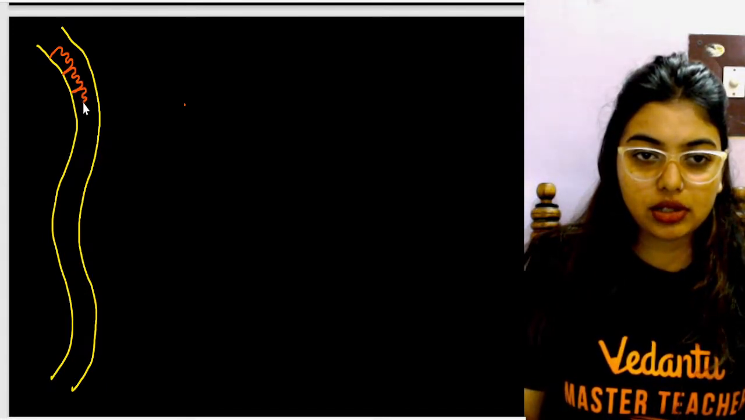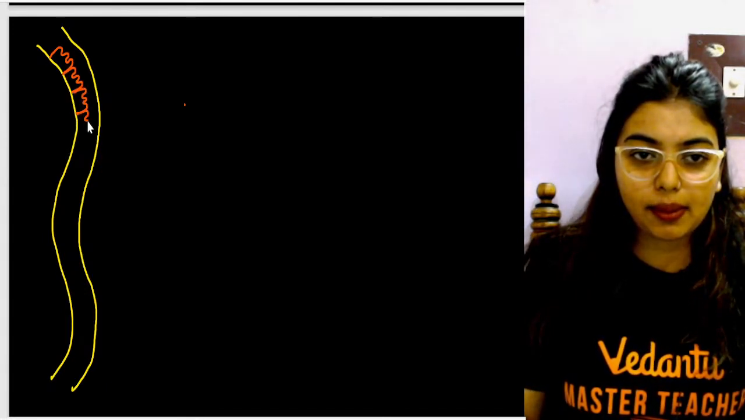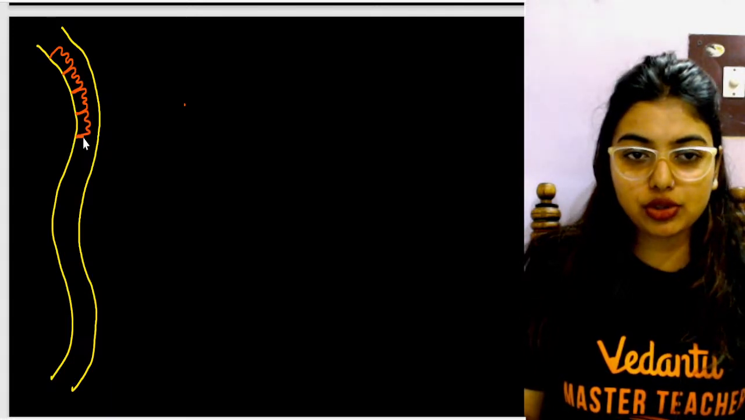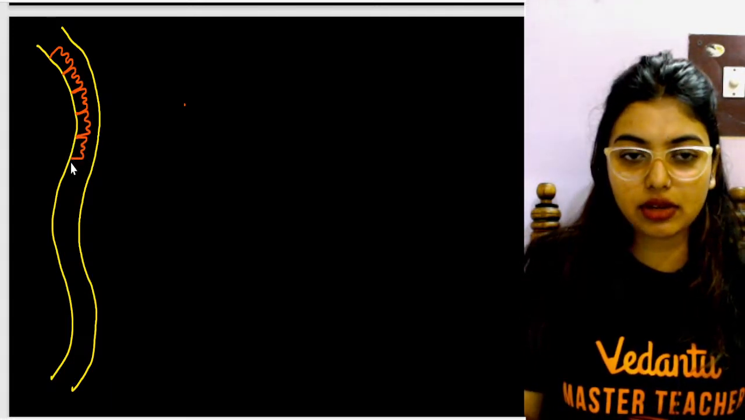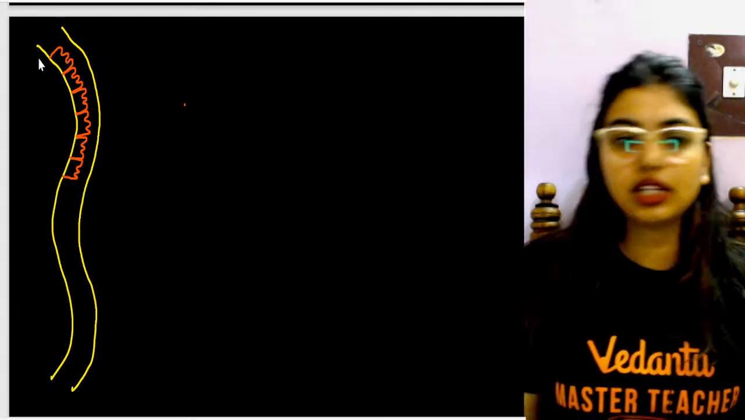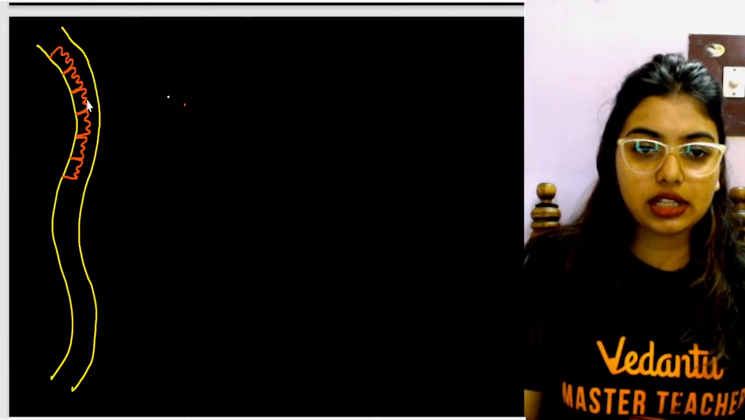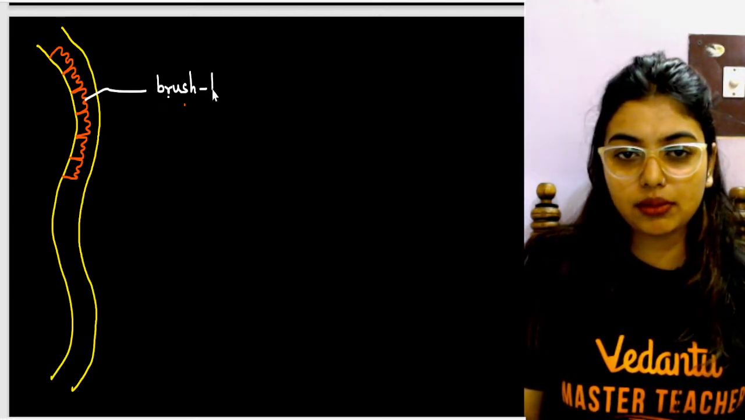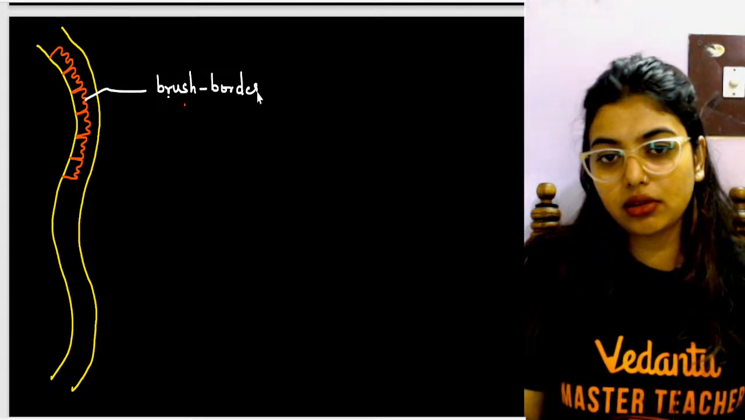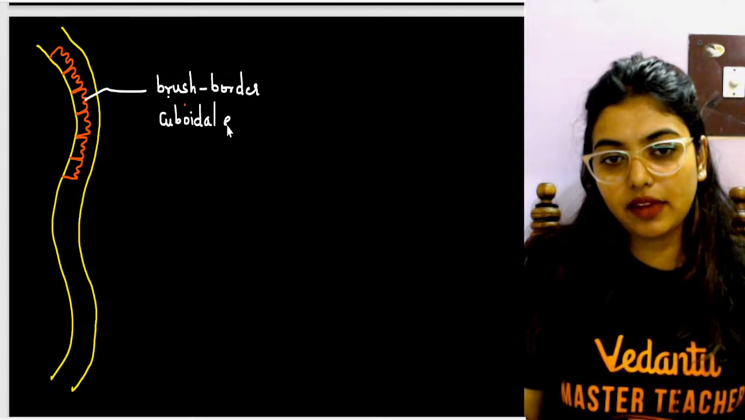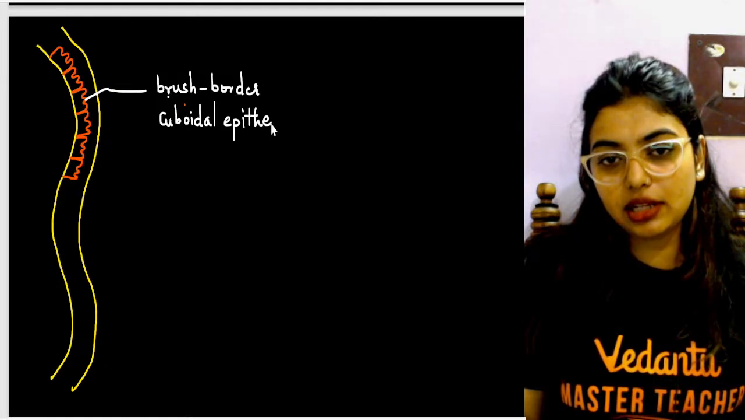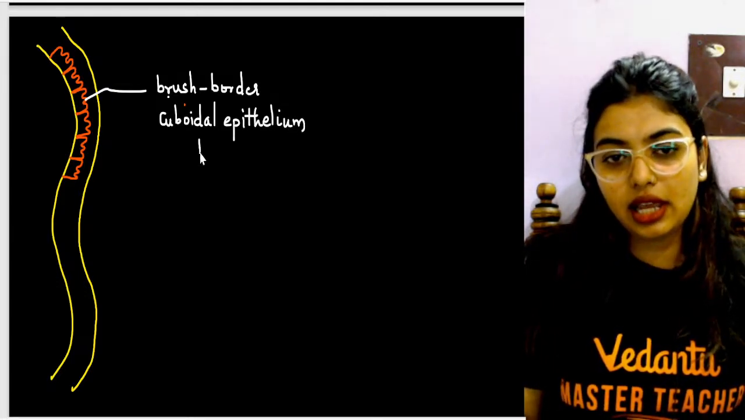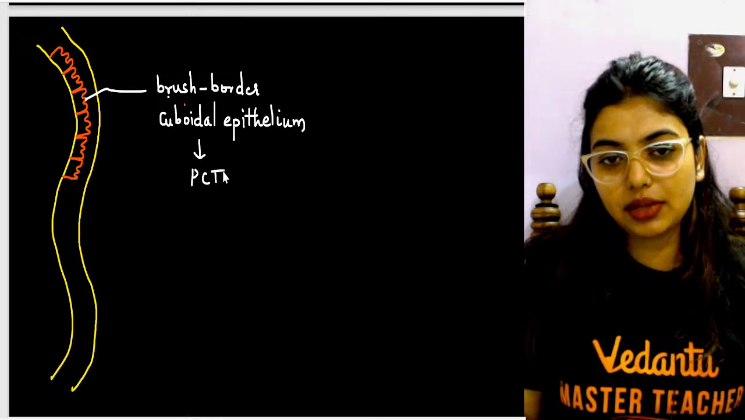This is brush border cuboidal epithelium. What is brush border going to do, students? It is going to increase the surface area, so more reabsorption happens. Got it? Very good. So this is brush border cuboidal epithelium. Where is it present? This epithelium is present in the PCT.